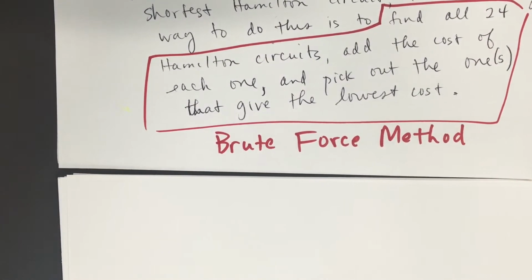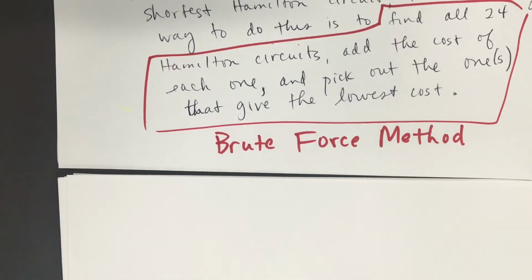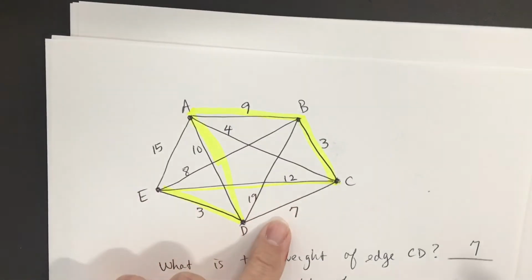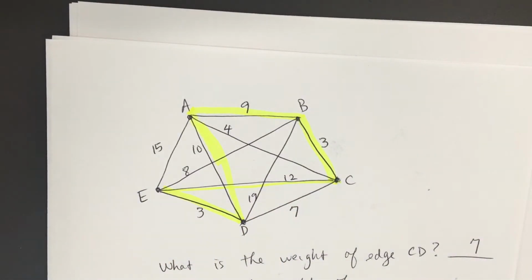force method. I really don't want to find all 24 Hamilton circuits. With a computer, it'd be a piece of cake, right? But by hand, I'm thinking, I don't want to find all 24 and add them up. I just need a good answer. Here's a nice story that would go with this graph.